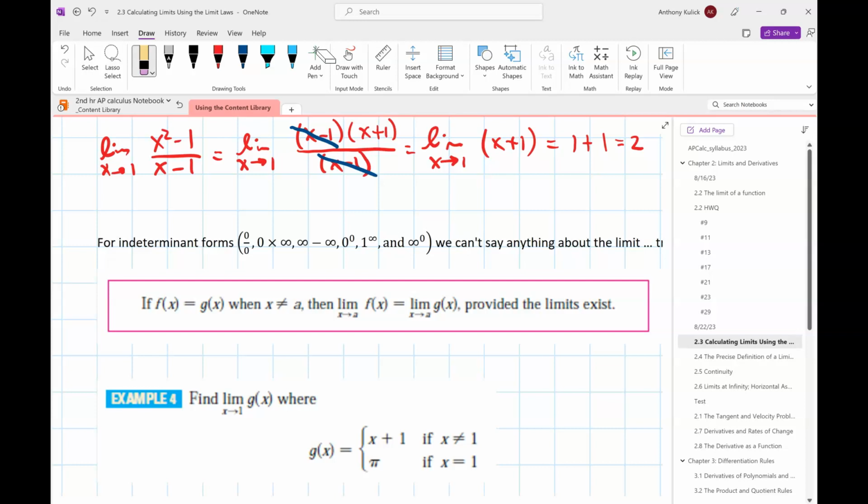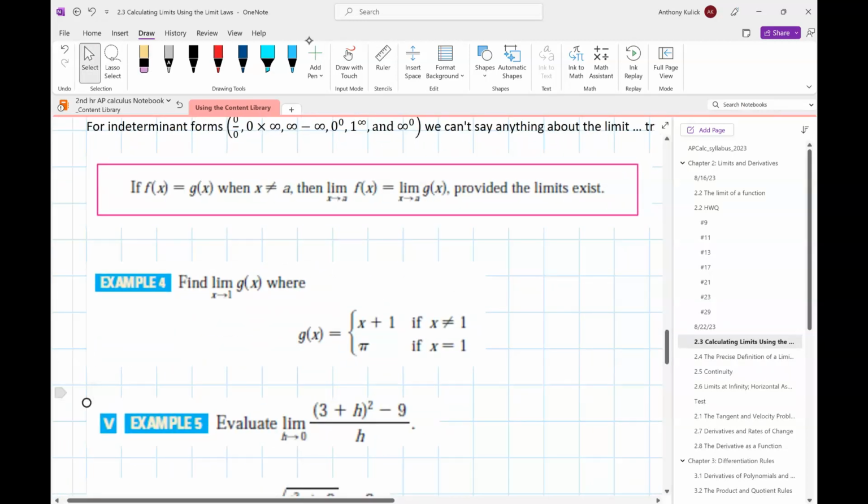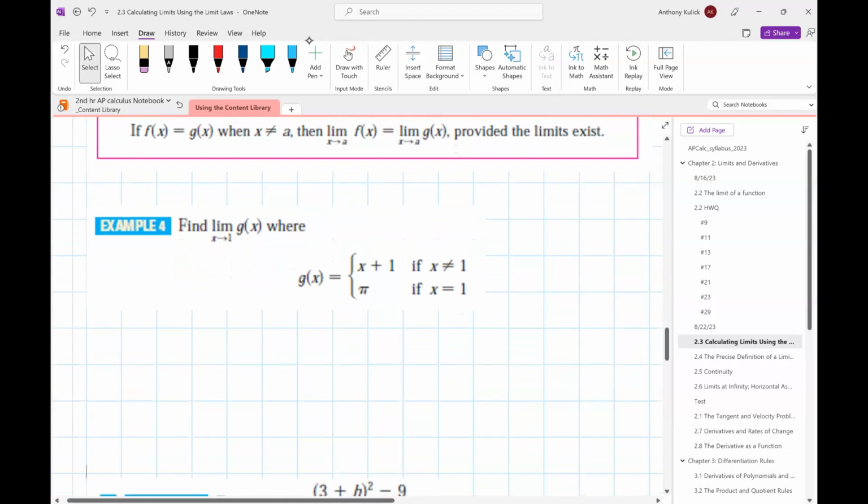Is everybody good? So all this property is saying is when you do this reducing and you have a restricted value, don't worry about the restricted value. Just go ahead and do your direct substitution as you want, which is lovely. Everybody's good? Okay, let's do some more examples.